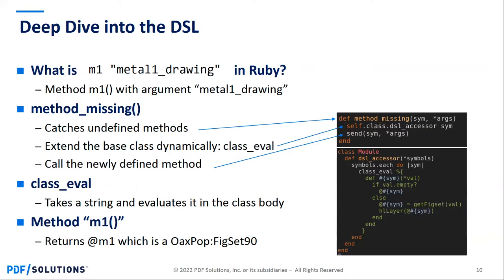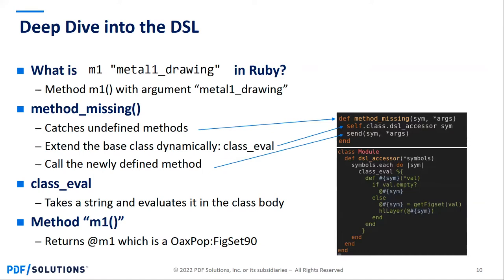But unfortunately, this M1 could be anything, right? It could be my name, or it could be any word you can imagine, whatever the designer thinks it needs to name this. So the problem is this doesn't exist in Ruby, meaning you would need to define the automatic method_missing function to define what actually M1 metal 1 drawing is.